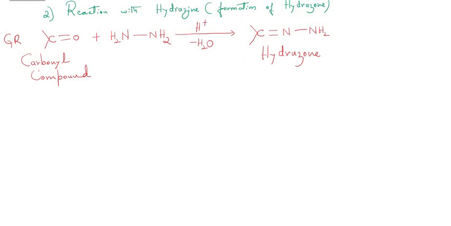So the second reaction, in this case, is the reaction with hydrazine. So hydrazine is nothing but NH2 single bond NH2. And when a carbonyl compound reacts with hydrazine, the products are called hydrazones. So in this general reaction, I have taken a carbonyl compound, right? And when it is treated with hydrazine, there is a loss of a water molecule. So this H2O is lost, and I have written here the corresponding product called hydrazone. In a similar manner we have to write all the reactions, students.